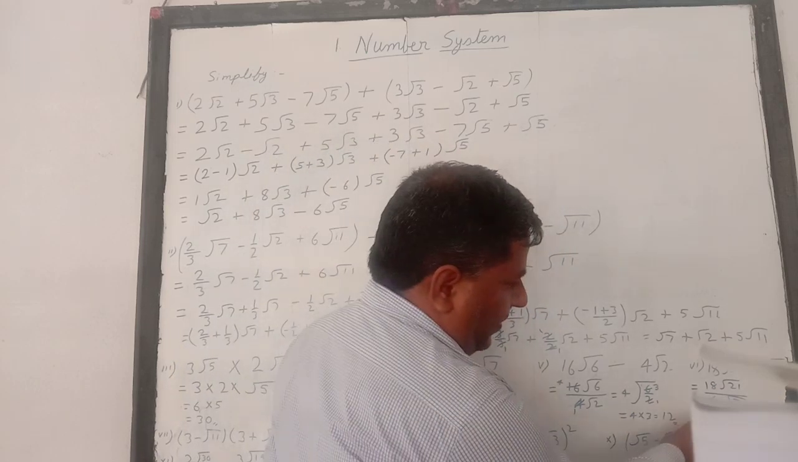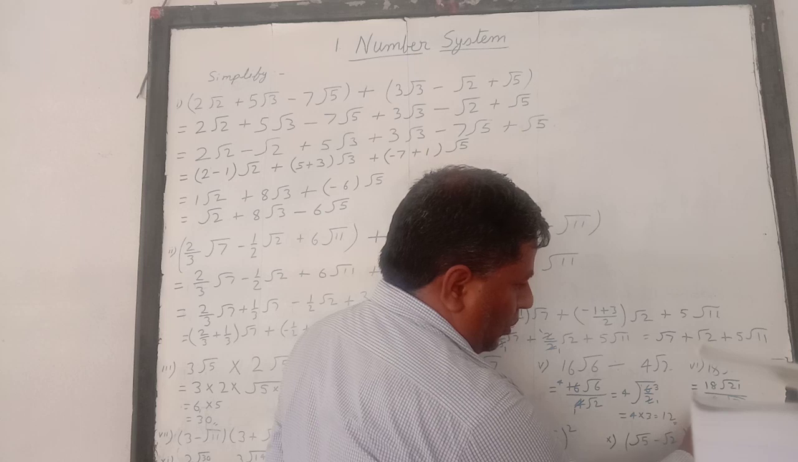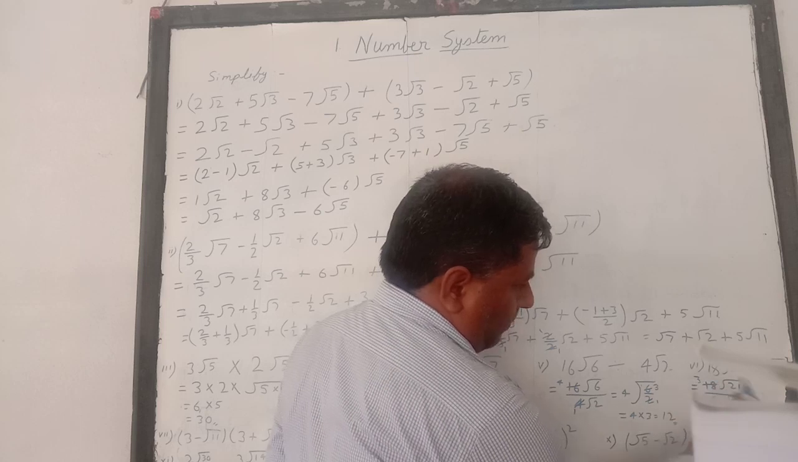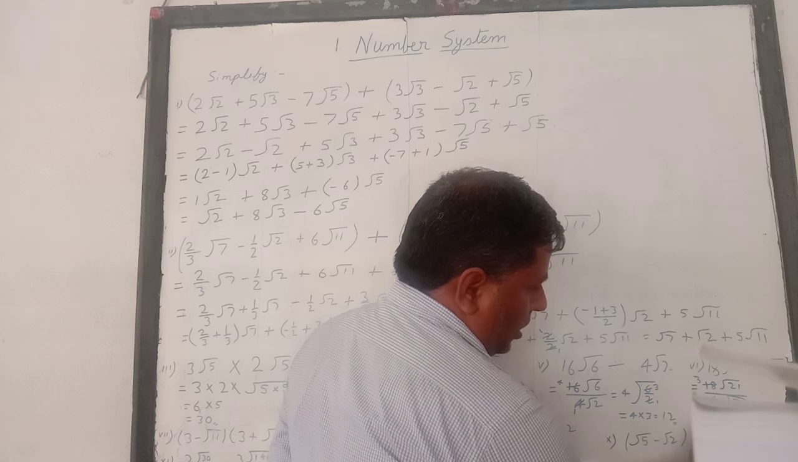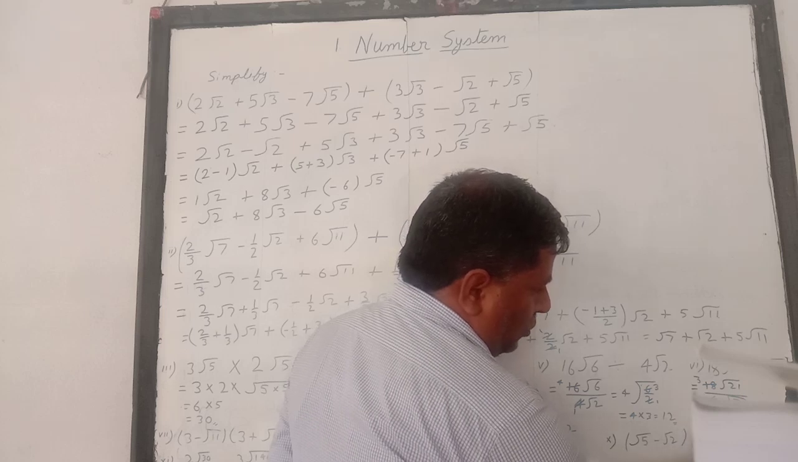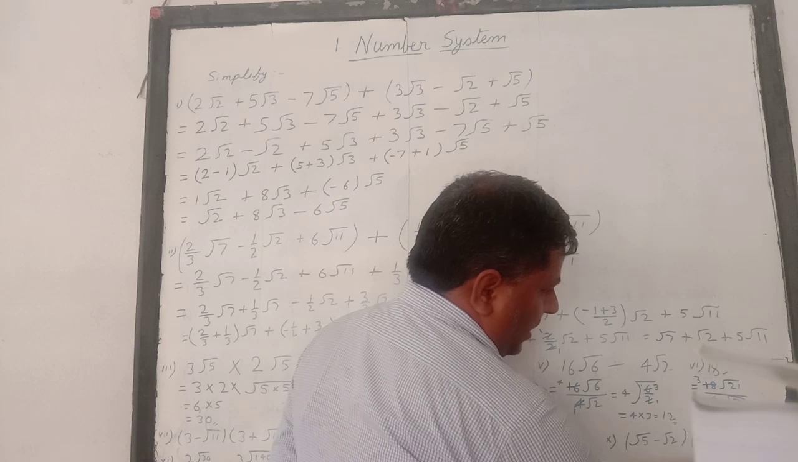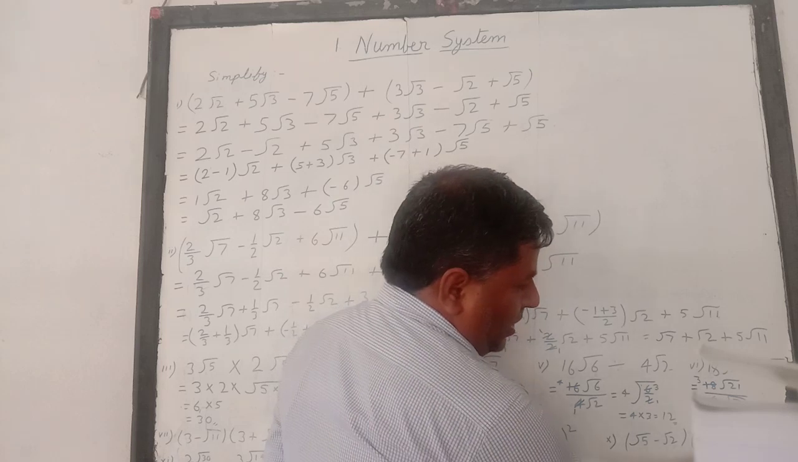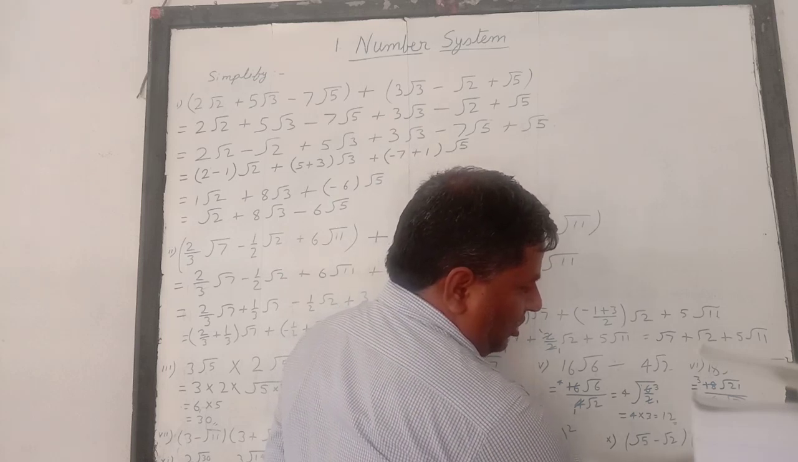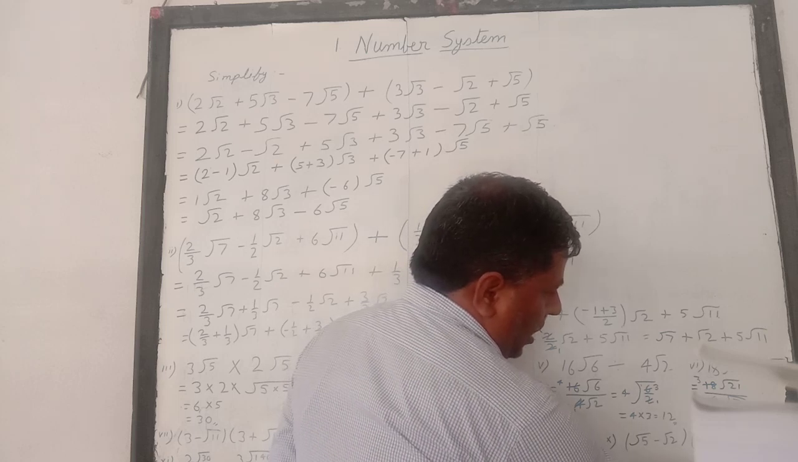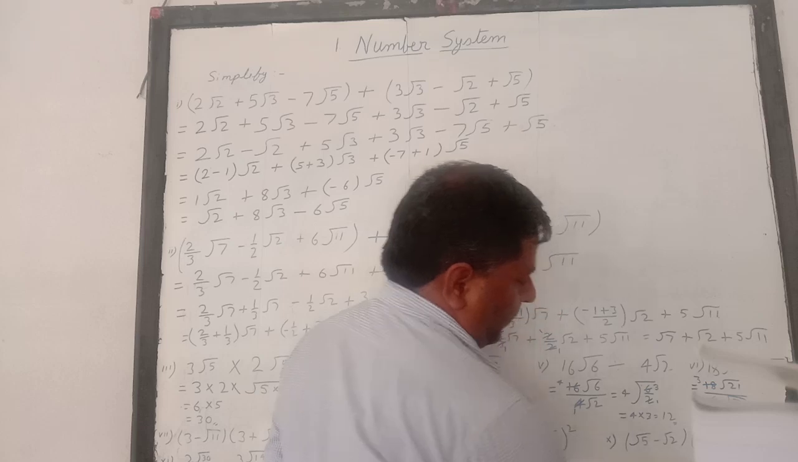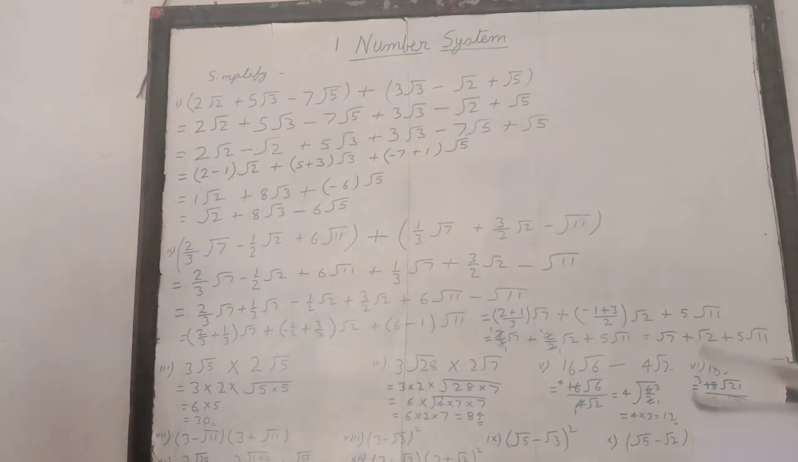Now we all know 6 threes are 18, so 1 time, 3 times. So we can write this as 3 into under root 21 by 7. Now this 21 can be cancelled by 7. 7 threes are 21, so 3. So the answer is 3 under root 3. So this is how we can divide real numbers. So there are some examples.